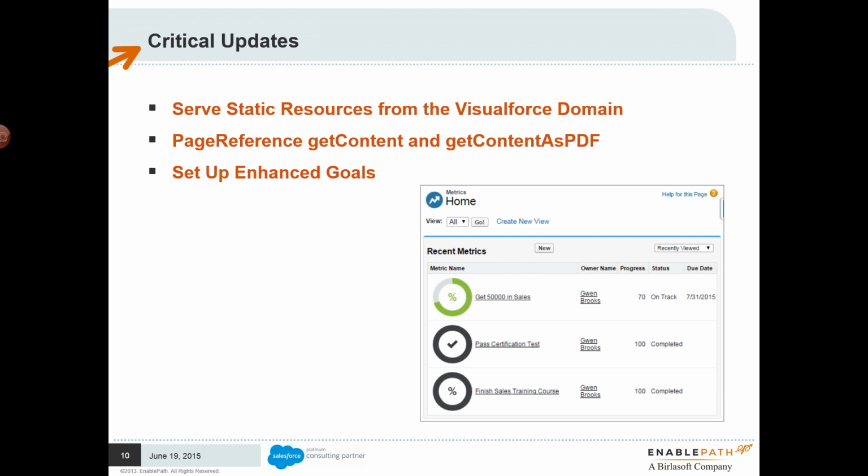Finally, set up enhanced goals. If any organization is using work.com, you will automatically be upgraded to enhanced goals on Friday, August 21st. You can choose to upgrade as soon as the release is available to use for your org, and give yourself more time to migrate your goals and get used to the new goal customizations. Really, again, just to underscore, with each of these critical updates, you want to make sure that your org is tested and updated in time. Details about critical updates can be found under Setup, Critical Updates.